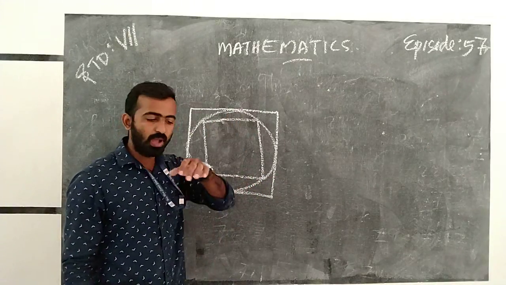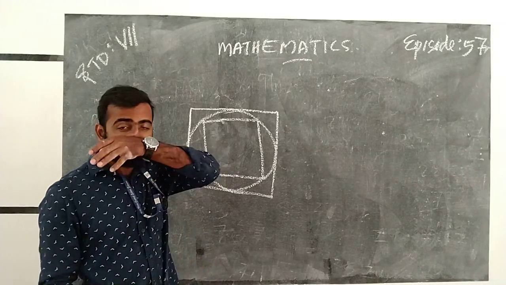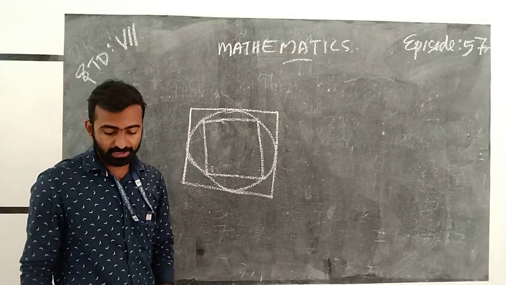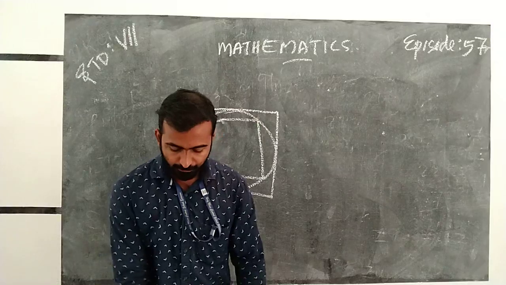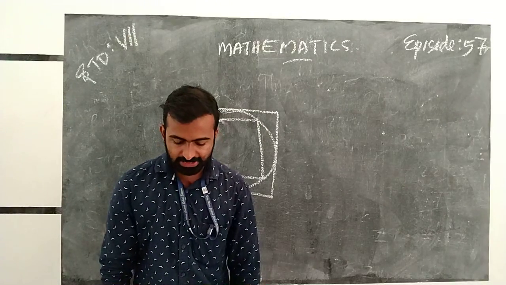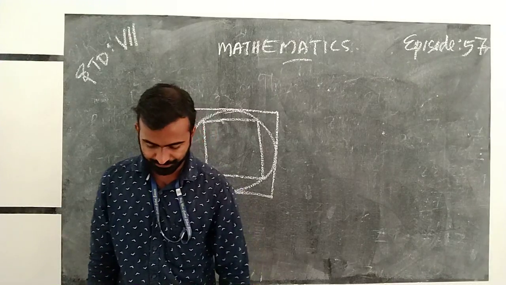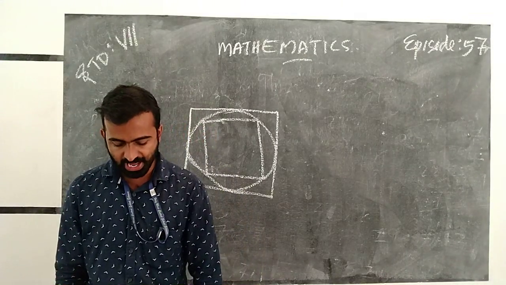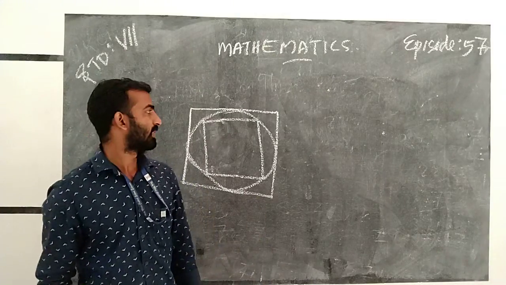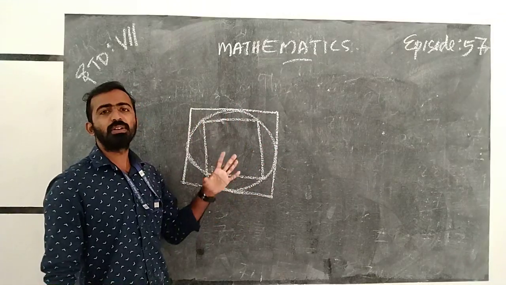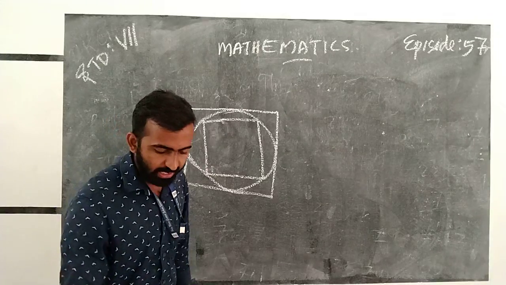Which square has the larger perimeter? The outer square has the larger perimeter. And the B part question is which is larger, the perimeter of the smaller square or the circumference of the circle. The circumference of the circle is larger than the perimeter of the smaller square. Is it? Yes.